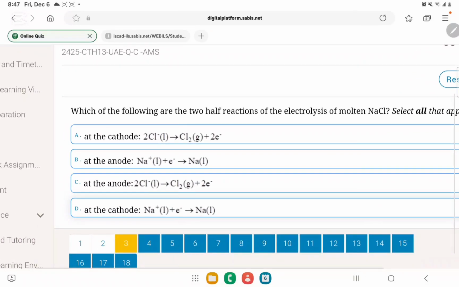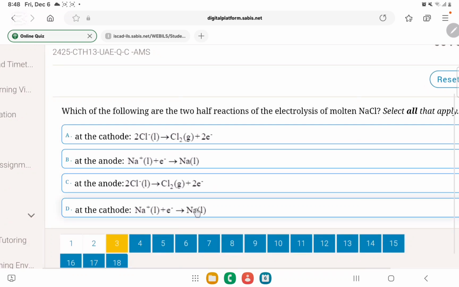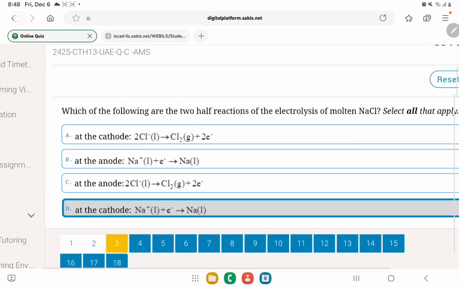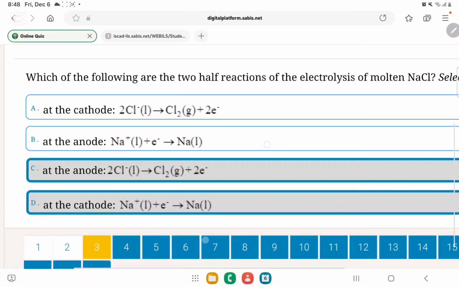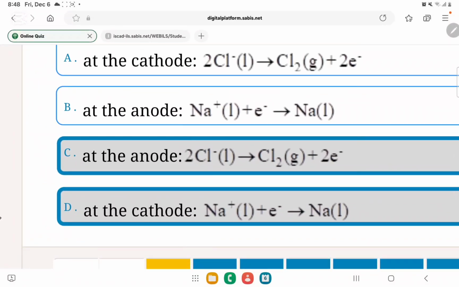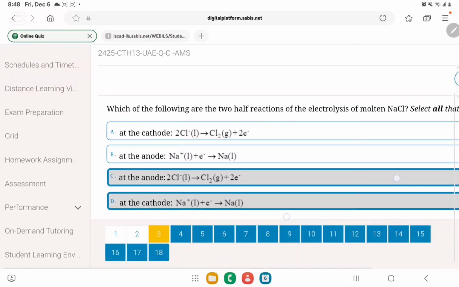So at the cathode, we have the metal, which would be Na, so this one, and then at the anode, we would have the non-metal, which is Cl, so this one, okay? And because Cl is the non-metal, we're going to have oxidation, so the electrons would be in the products, and because Na is the metal, we would have reduction, so the electrons would be in the reactants. Okay?